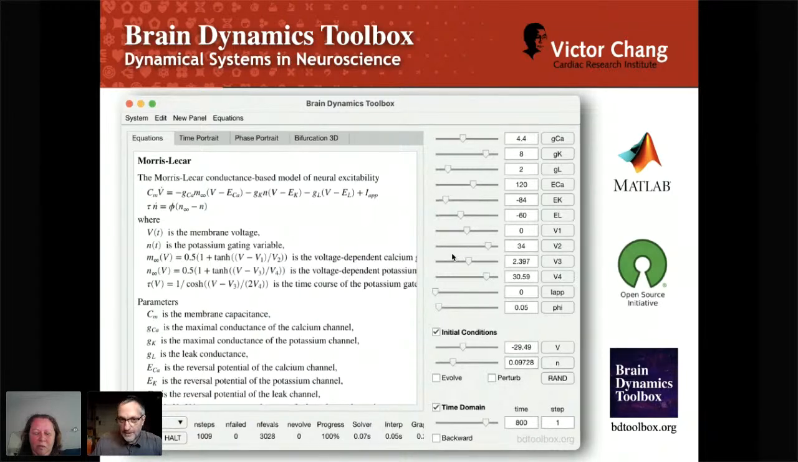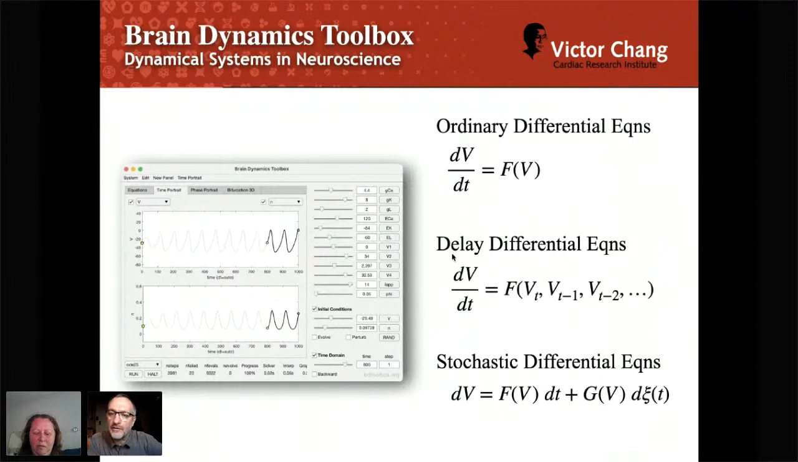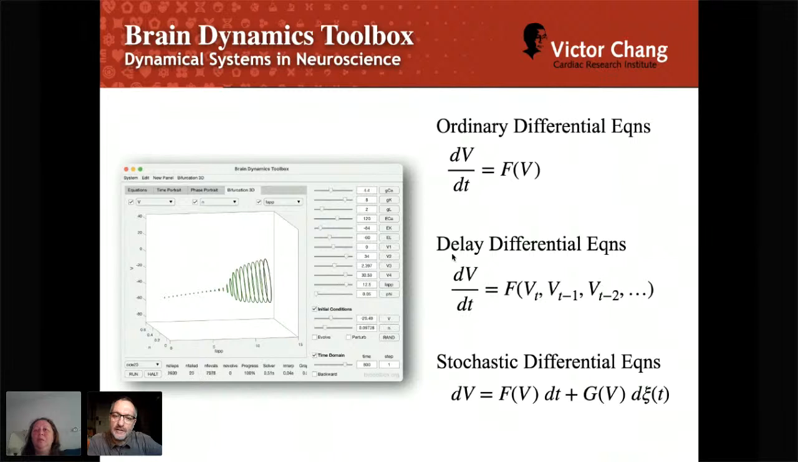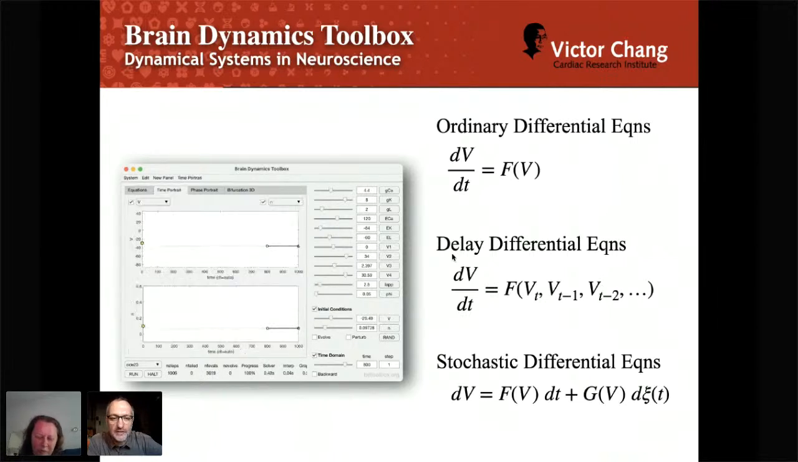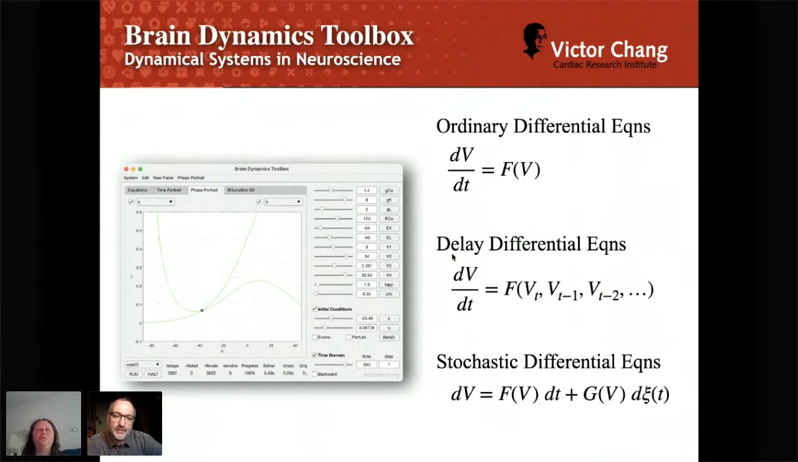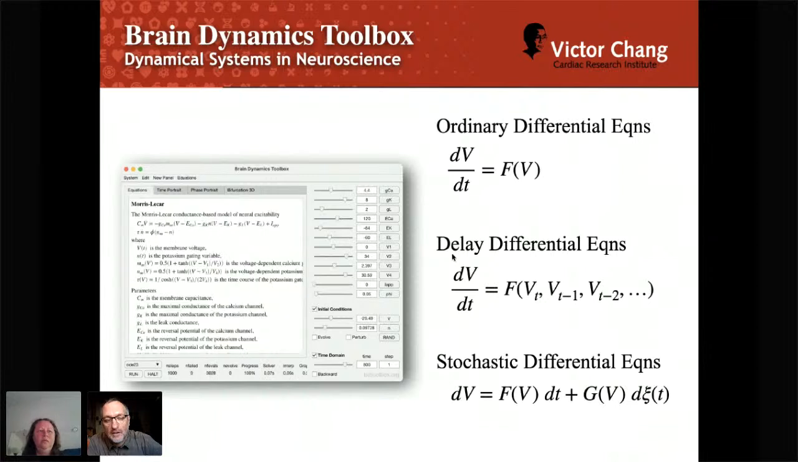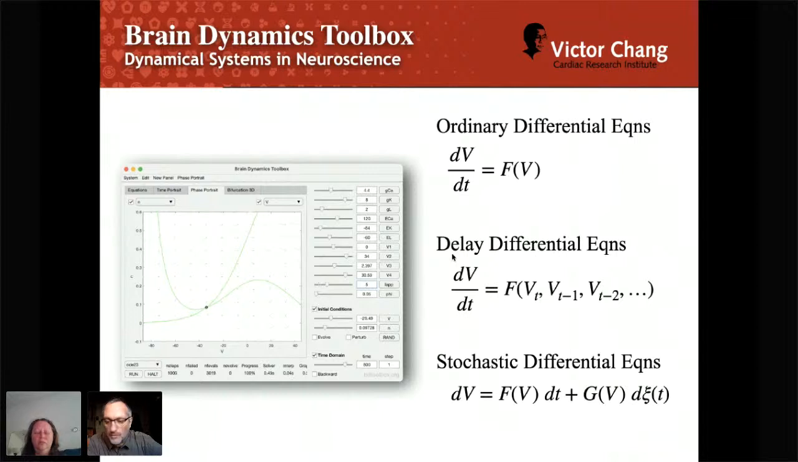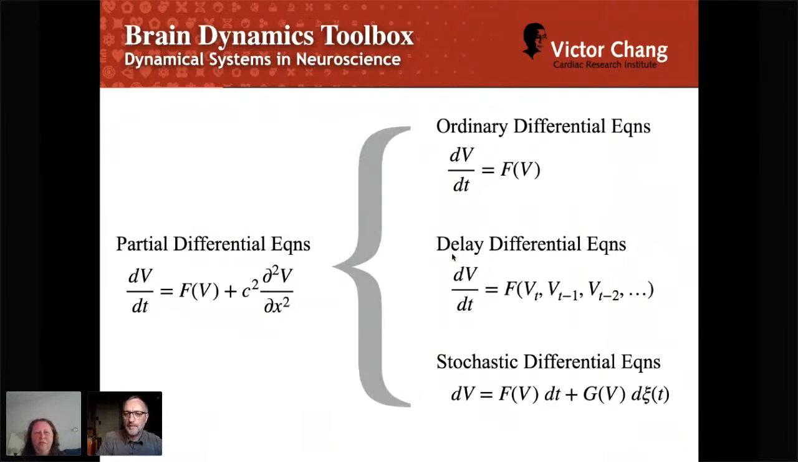With the equations, the toolbox supports the three major classes of differential equations that you typically find in computational neuroscience. These include ordinary differential equations, delay differential equations, where you might be interested in transmission delays, for example, and stochastic differential equations, where you might wish to add some independent noise sources to your model. Each of these three classes can be extended in space by casting them as a system of partial differential equations using the method of lines.